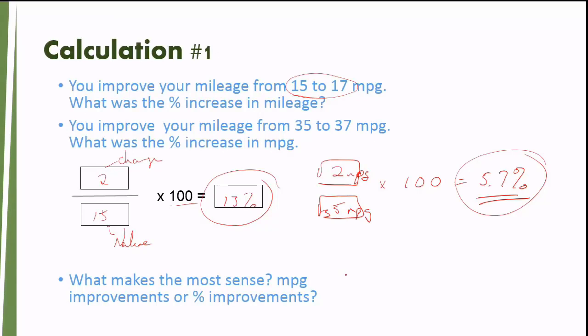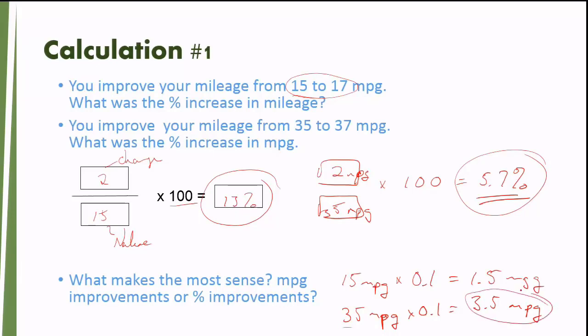So 10% increase, so 15 miles per gallon, and you want a 10% increase, times 0.1, you're going to get a 1.5 mile per gallon change, right? If you do 35 miles per gallon times 0.1, a 10% increase, you're going to end up with an increase of 3.5 miles per gallon. So if you're talking about a percentage increase, you're going to be changing the miles per gallon significantly more with the higher MPG cars.